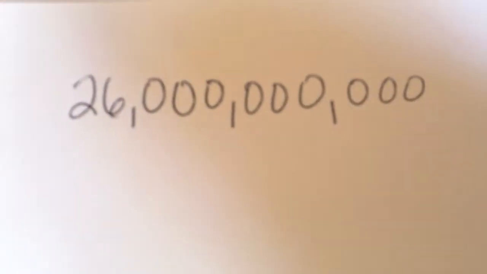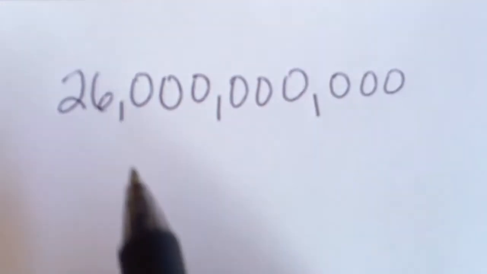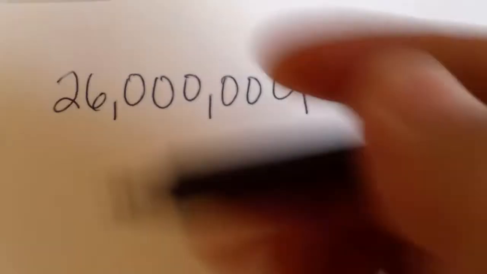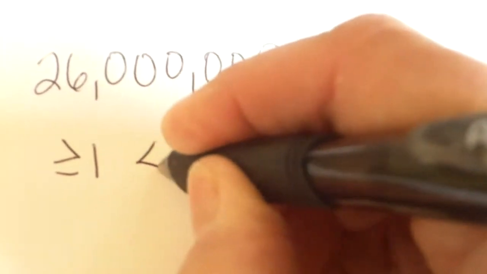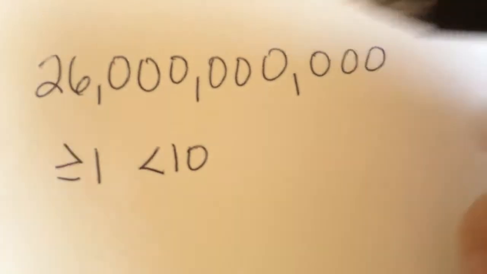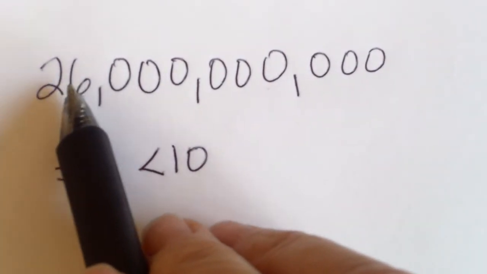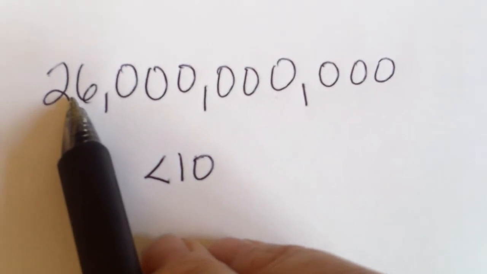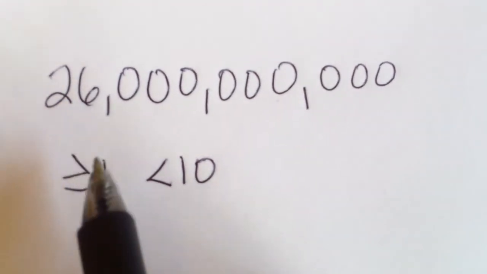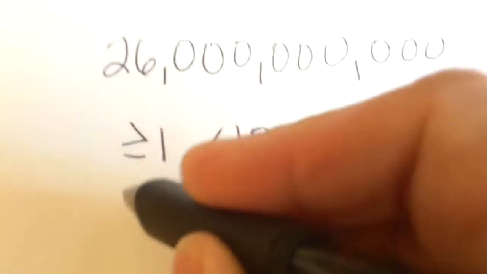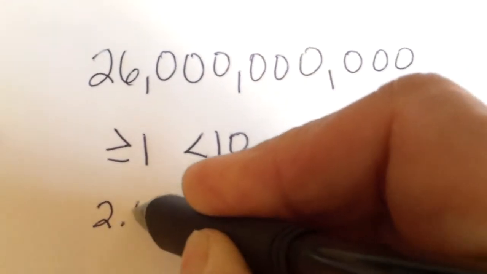If I translate this into scientific notation, I take these digits and I create a number that's greater than or equal to 1 and at the same time less than 10. So when I look at these digits, if I put a decimal right here, that number becomes 2.6, and 2.6 is greater than or equal to 1 and less than 10. So I'm going to write 2.6 here.